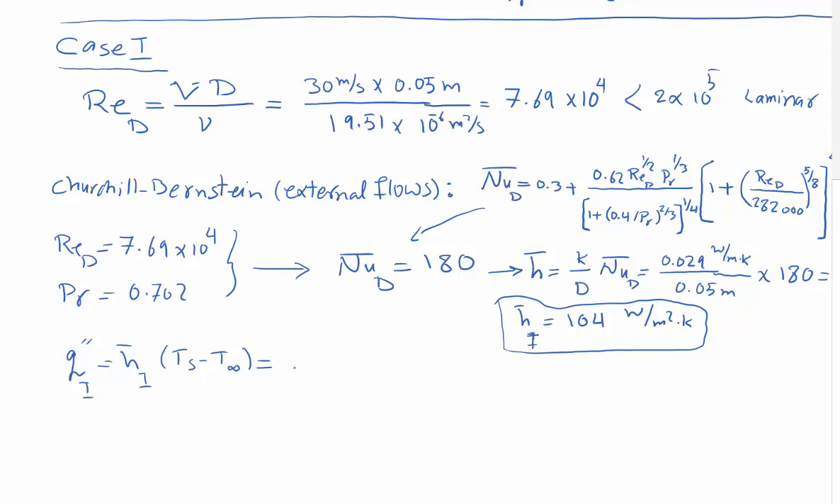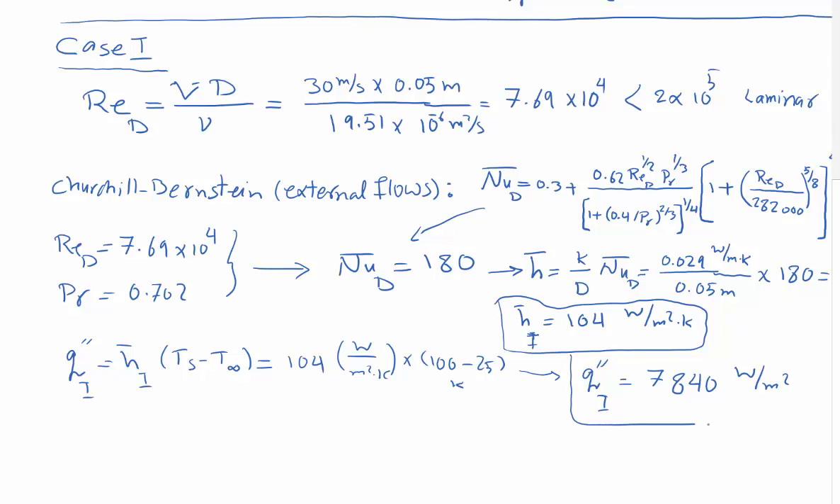H bar 1 is 104. This is watts per meter squared Kelvin, times 100 minus 25 Kelvin. And finally, my heat flux of case 1 will be 7,840 watts per meter squared. Let's box this one as well.